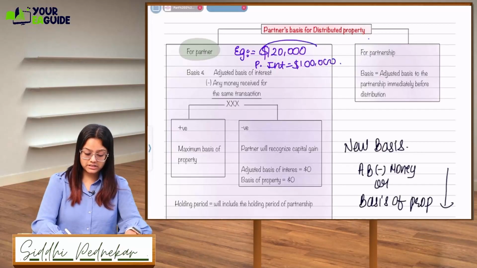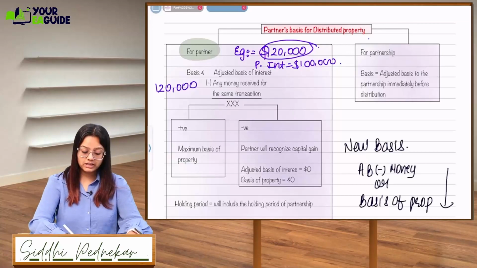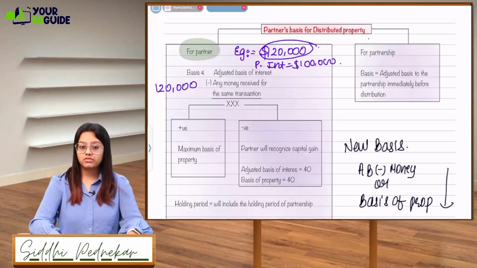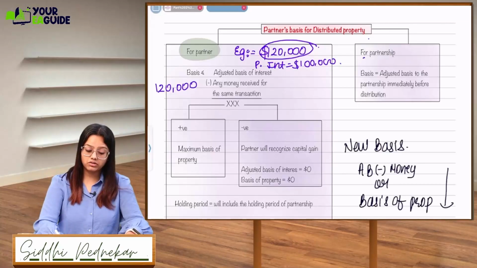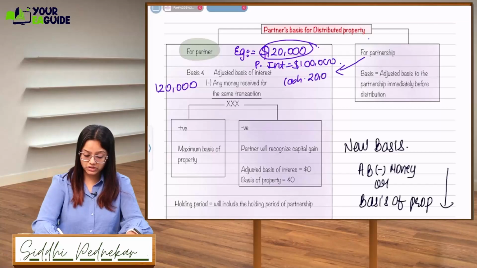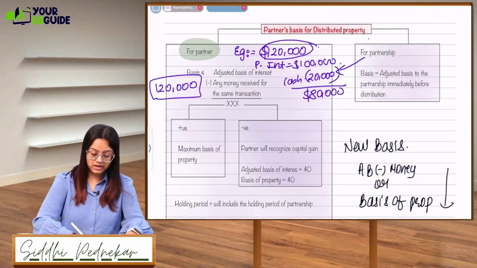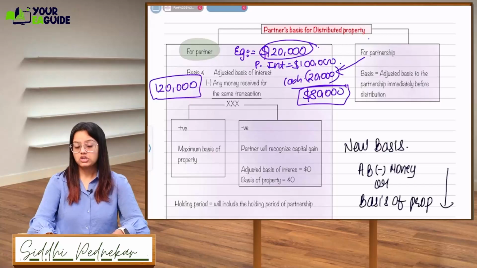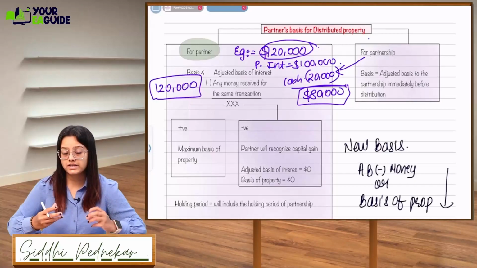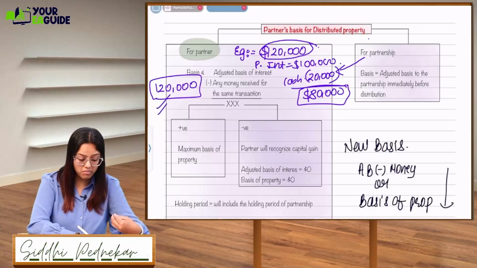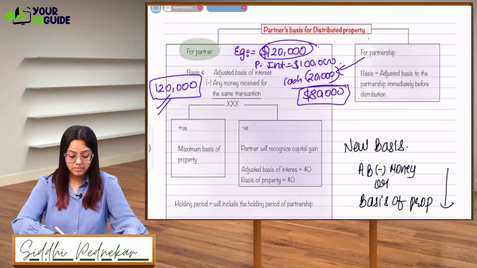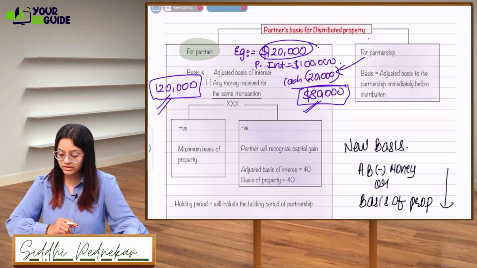So what is the basis of the property which I am receiving? That is 1,20,000. Now I will compare it with my partnership interest, that is $1 lakh. But let's say along with this, I have also taken a distribution in the form of cash of 20,000. So I'll reduce this 20,000 straight away. Now my new adjusted basis is 80,000. I'll compare this 1,20,000 with this 80,000. So can I say this is an excess distribution, where I am getting an extra amount of 1,20,000 as compared to 80,000? I am receiving this amount, right?